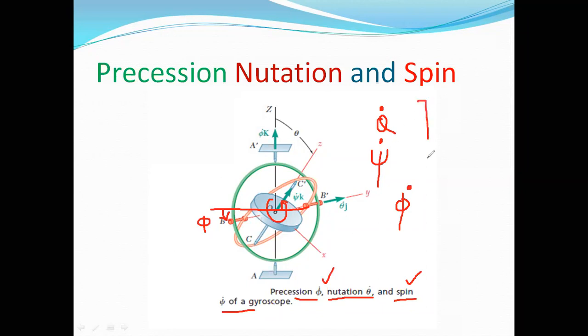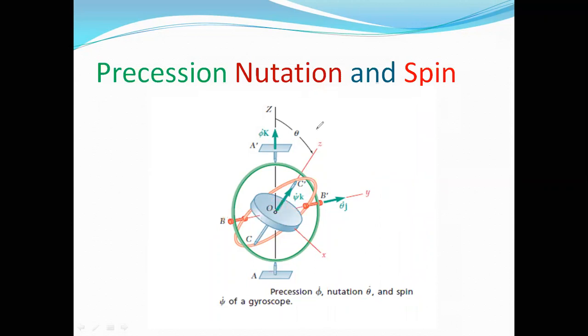So we often talk about the gyroscope precessing, nutating, or spinning. When we say the gyroscope is spinning, it indicates that the inner disk of the gyroscope is rotating about the z-axis. When we say the gyroscope is nutating, it means it's rotating about the y-axis. And when we say the gyroscope is precessing, it means the outer gimbal is rotating about the capital Z axis.